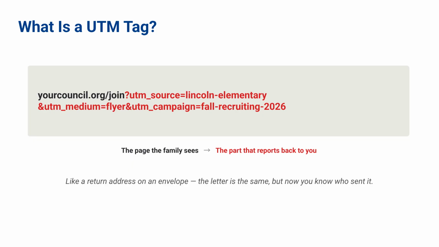A UTM tag is extra text added to the end of a web link. It doesn't change what the visitor sees. They land on the exact same sign-up page either way. But that extra text tells Google Analytics where the click came from. Think of it like a return address on a print campaign. The letter's the same. Now you know who sent it.